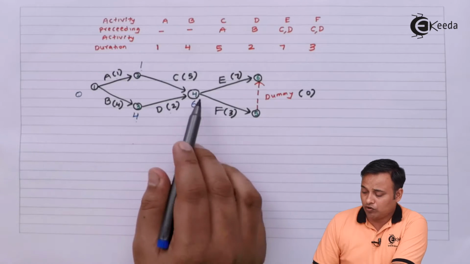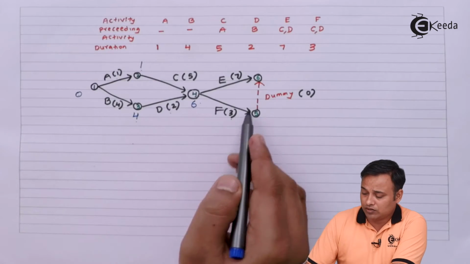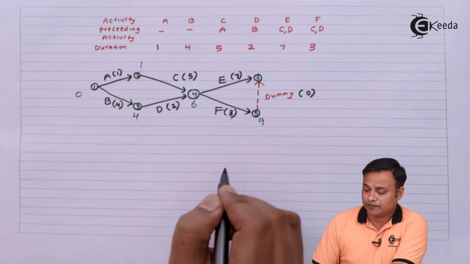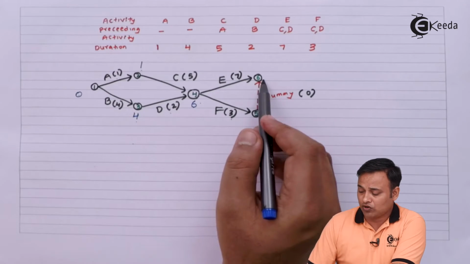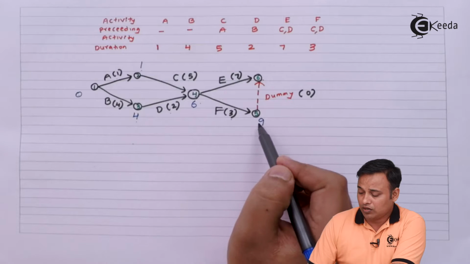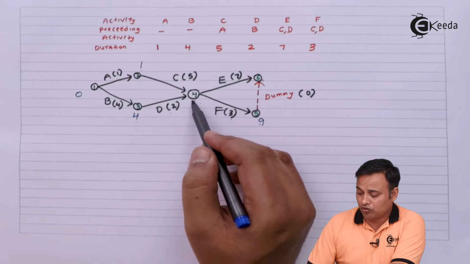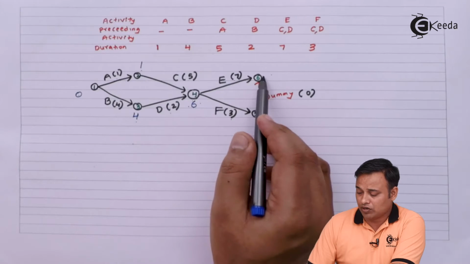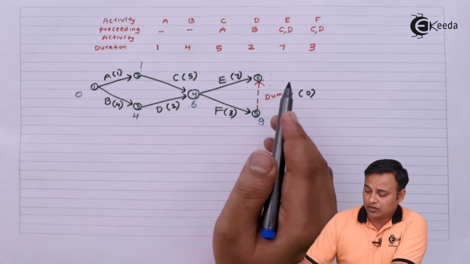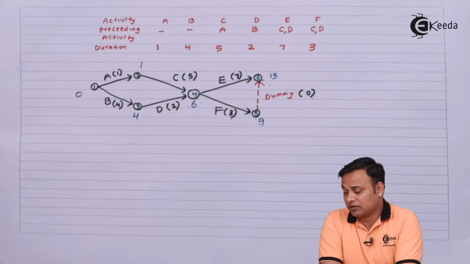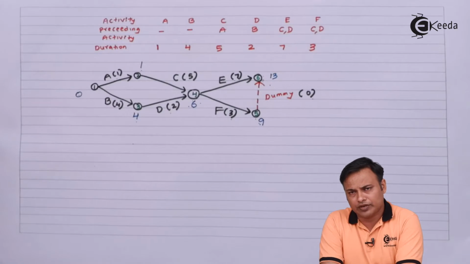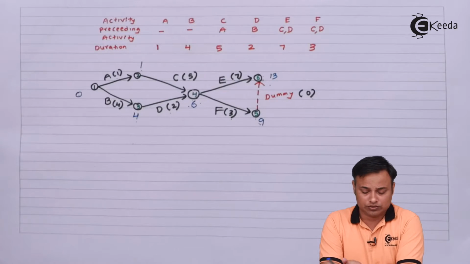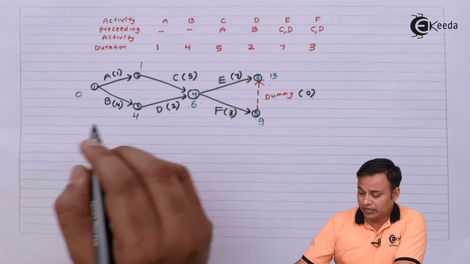Then I have to go from 4 to 5, 6 plus 3, 9. Then I have to go to 6. I can go from 4 to 6 or 5 to 6. अगर मैं 4 to 6 जाऊंगा तो 6 plus 7, 13, और अगर मैं 5 to 6 जाऊंगा तो 9 plus 0, 9. Whichever is more में आएगा 13. So 13 is my total project completion time. The next thing is backward calculations. I'll put the 13 here.